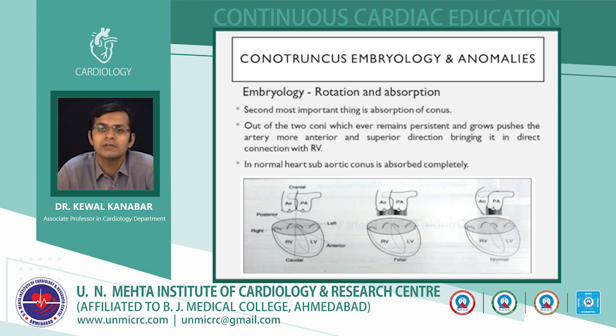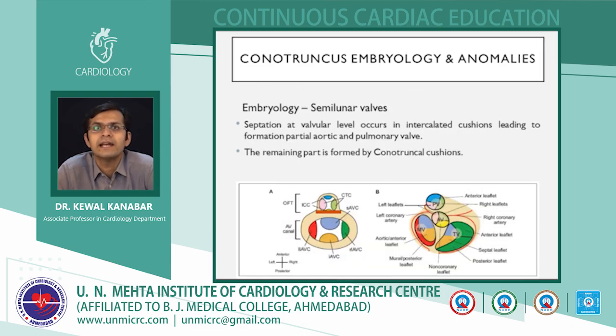In the normal conditions, the subaortic conus gets resolved. It gets resolved, so there is a fibrous continuity between the aortic valve and the mitral valve, whereas the subpulmonic conus usually persists. And as we have seen, the intercalated cushions will give rise to the formation of the aortic valve and the pulmonary valve, right? The intercalated cushions from the truncal septum will give rise to these 2 valves.